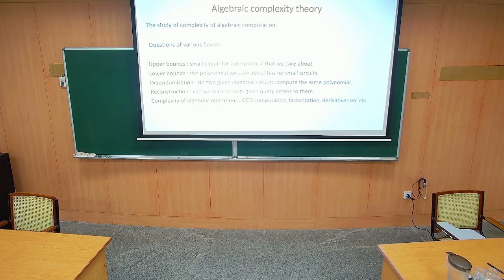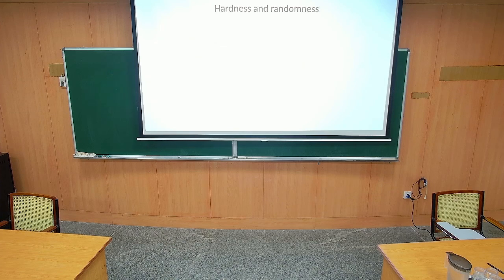We are thinking in terms of size, you can also think in terms of depth, you can take your favorite parameter. So the question of lower bounds and the question of de-randomization, these are two fundamental themes in all of computer science. We would like to prove that certain computational tasks of interest are hard. They cannot be done by efficient algorithms. And we would also like to show that problems that have efficient randomized algorithms can also have efficient deterministic algorithms. So hardness and randomness are two of the central themes in CS.